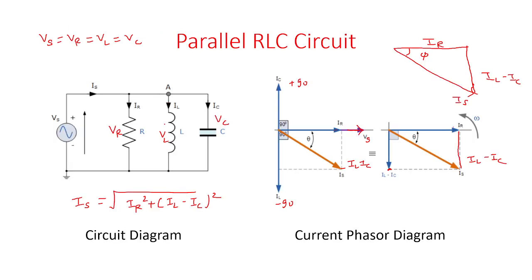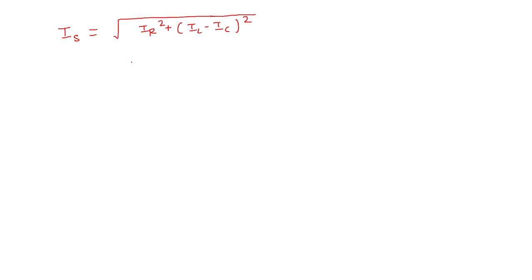So if I write this equation again with the help of the Pythagoras theorem, Is, the source current, is equal to the square root of IR square plus IL minus IC whole square. In this kind of circuit, we can be asked to find the voltage across it, the impedance of the network, or the current through each component. So the current through the resistor is IR, current through the inductor is IL, current through the capacitor is IC, and the impedance is that of the parallel combination of R, L, and C. So we got the current equation: Is is equal to the square root of IR square plus IL minus IC whole square.